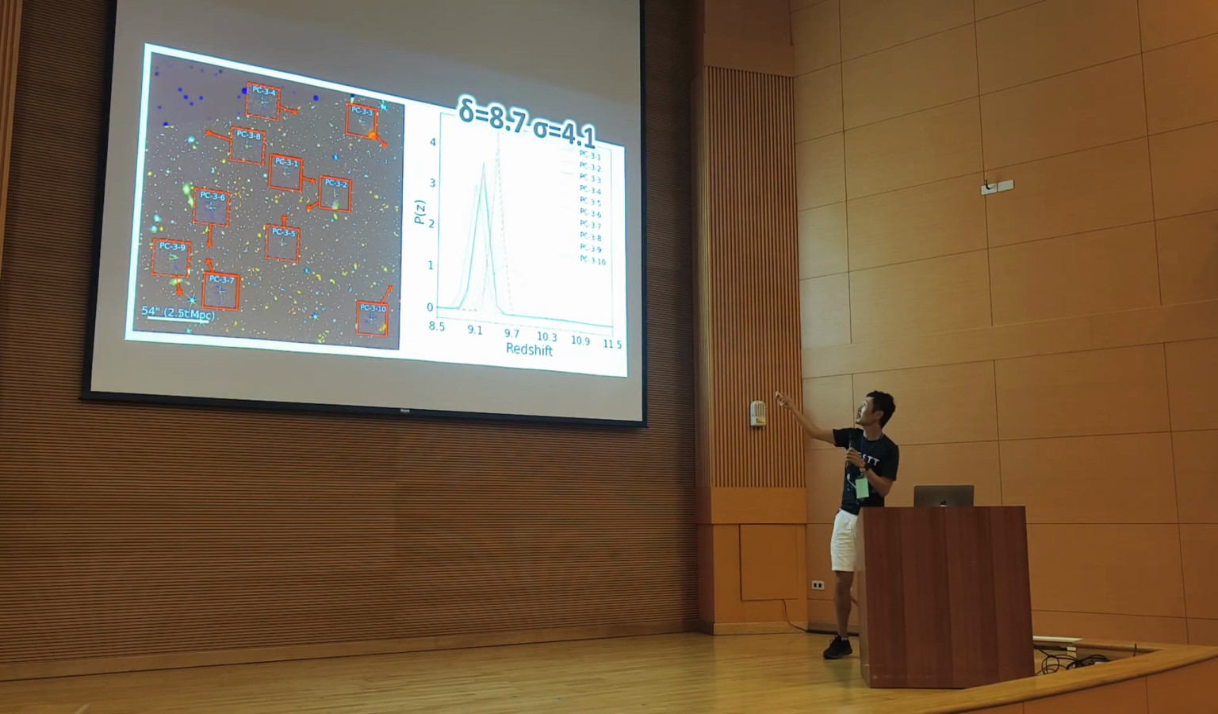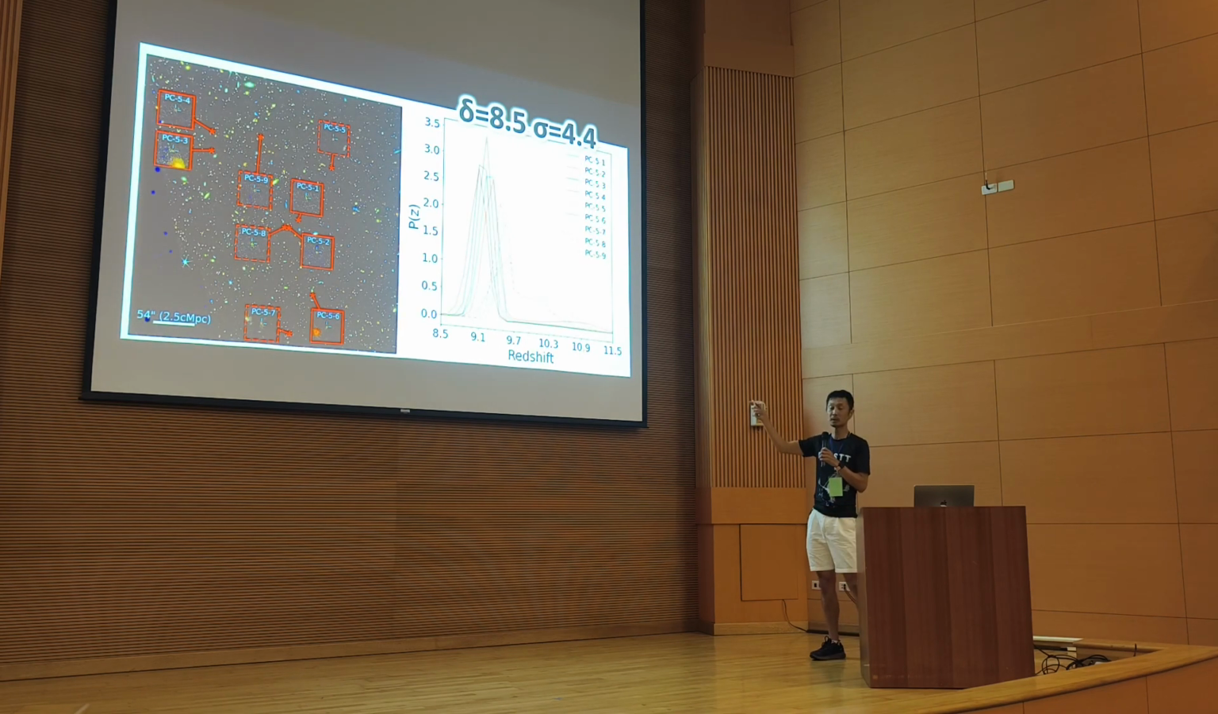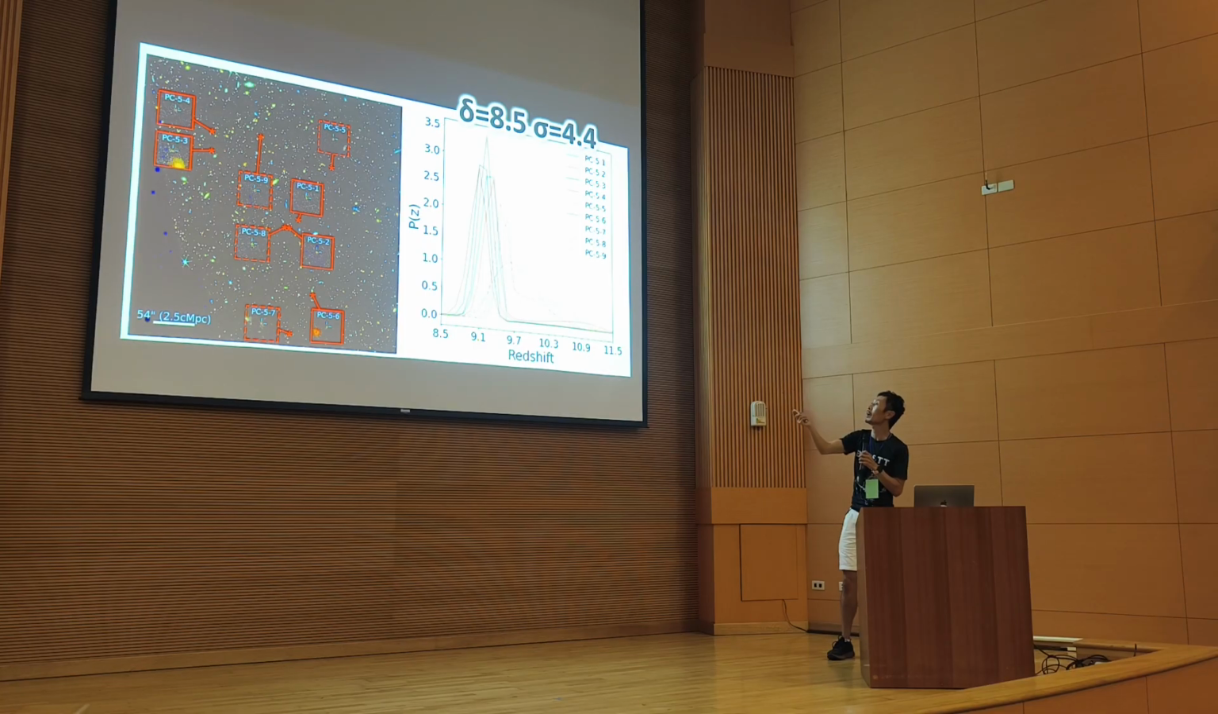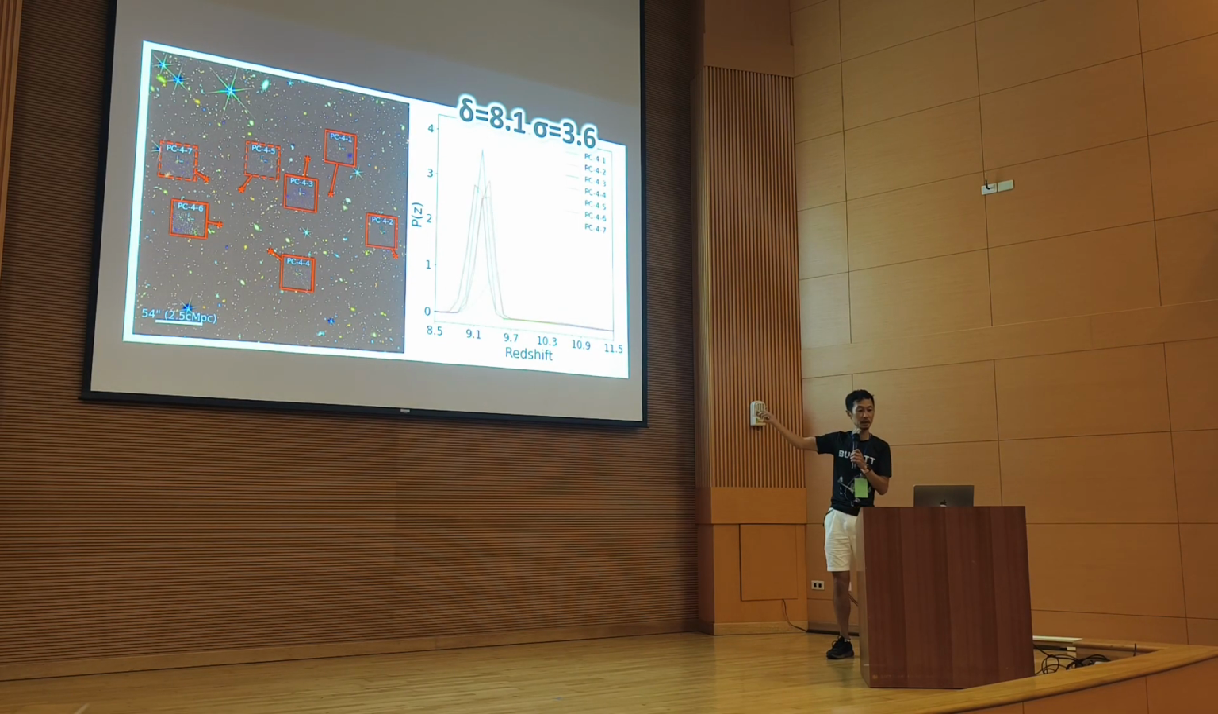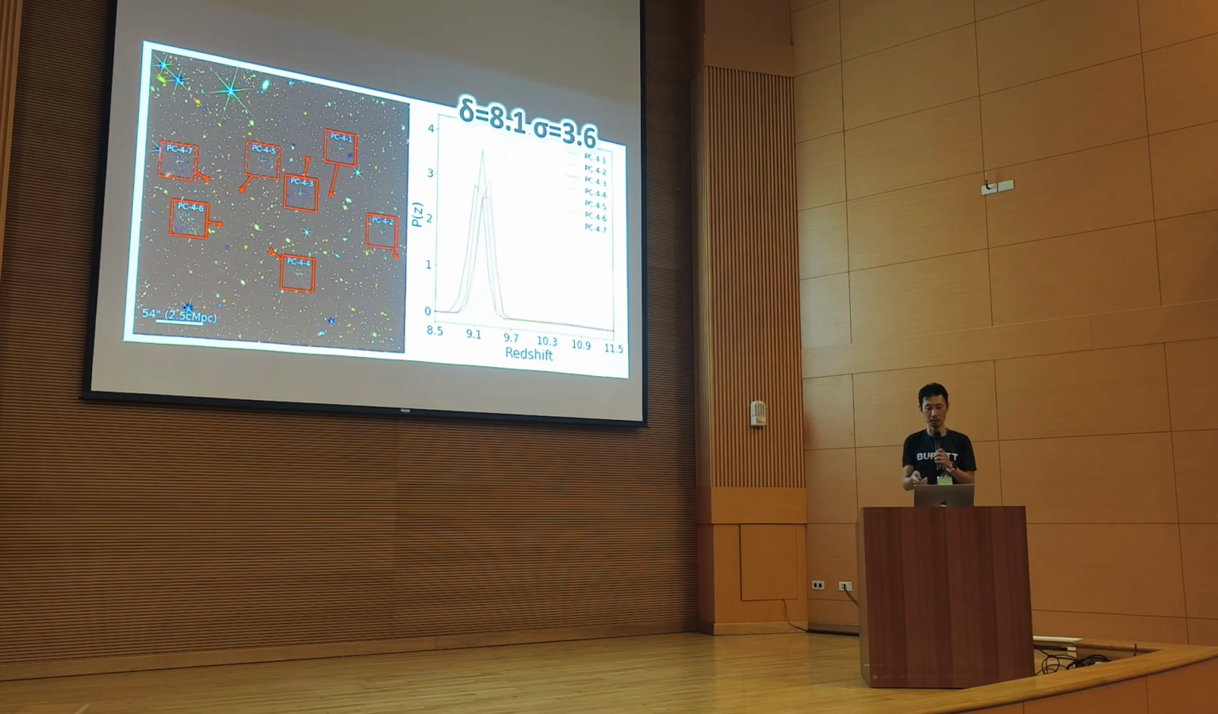Another structure here. This is 4 sigma significance with an overdensity of 8. And again, this one has almost 10 galaxies around redshift 9.5 or so. Another example, this is 4 sigma with an overdensity of 8. There are 8 galaxies here, with redshift 9.3 or so. The last example is 3 sigma, with an overdensity of 8 times, and again redshift 9.3 or so. So we find 7 of these structures.